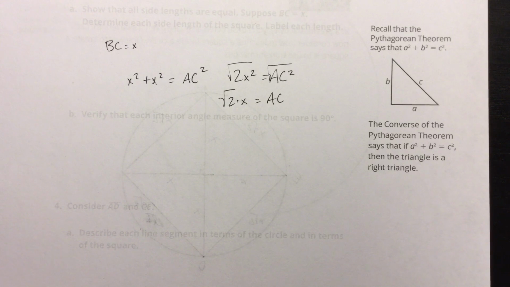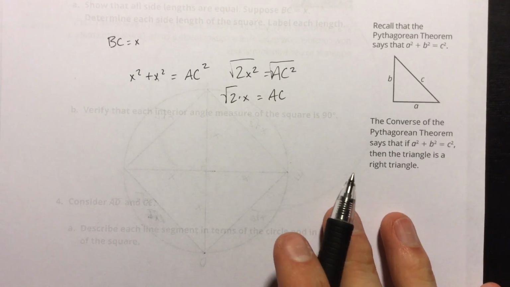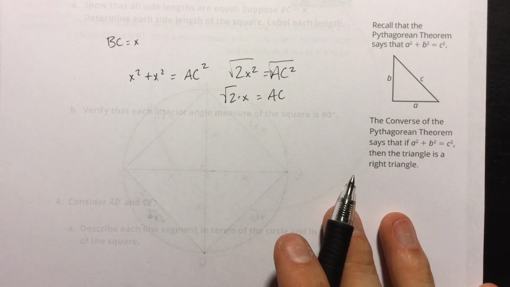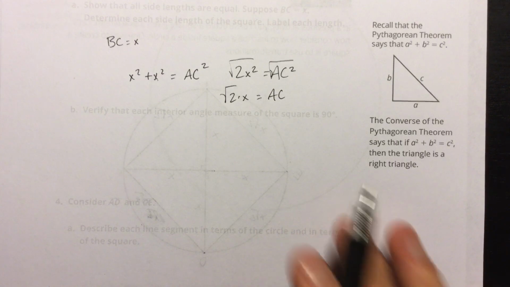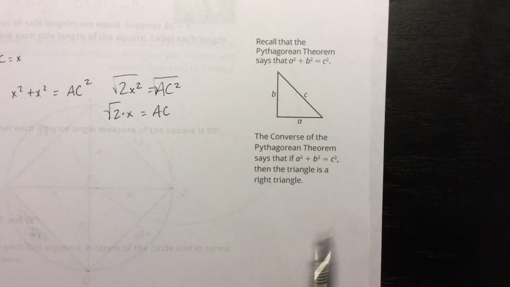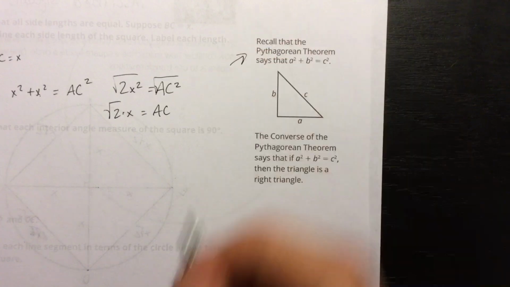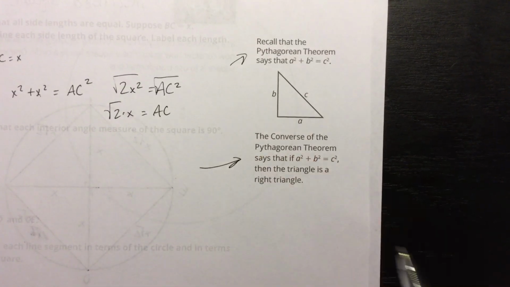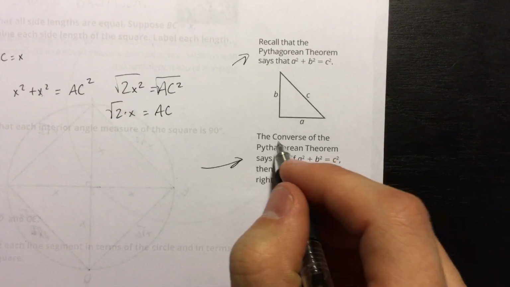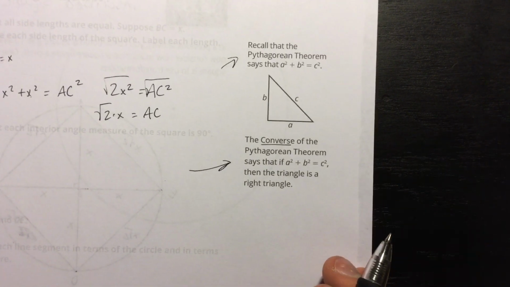It says determine each side length of the square, label each length. We did that. And then B says verify that each interior angle measure of the square is 90 degrees. So we had the Pythagorean theorem, this top part that we used for this question. Now for part B, I want to look at the bottom part of this. It says the converse. We'll talk more about that later, but we're just going to leave it for now.